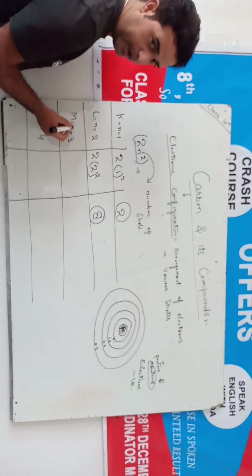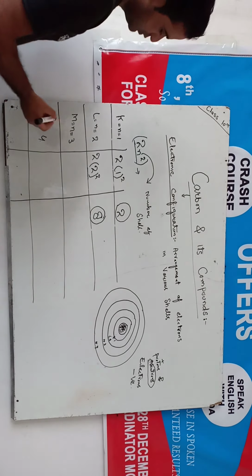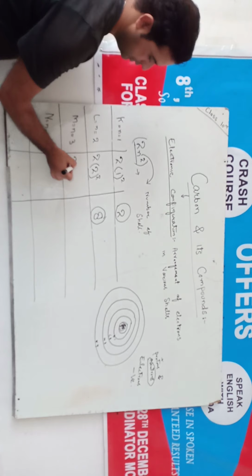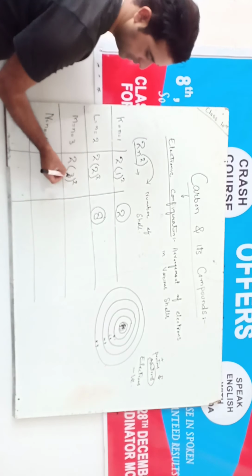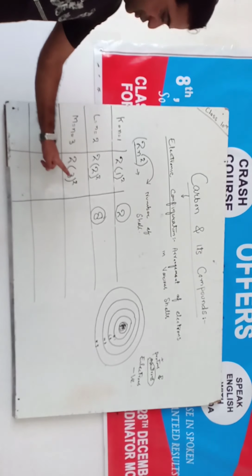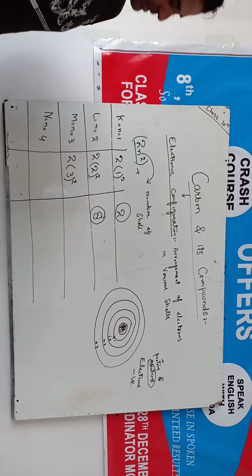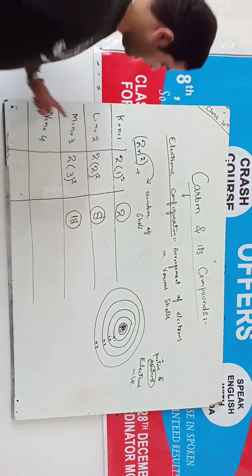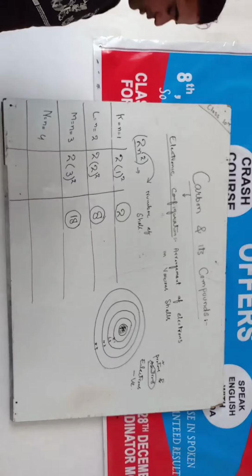For M, we will apply the 2n square rule. Here n is equal to 3. 2 into 3 raised to the power 2. That is 3 into 3, 3 3s are 9. 9 into 2, that is 18. So the M shell can accommodate a maximum of 18 electrons.